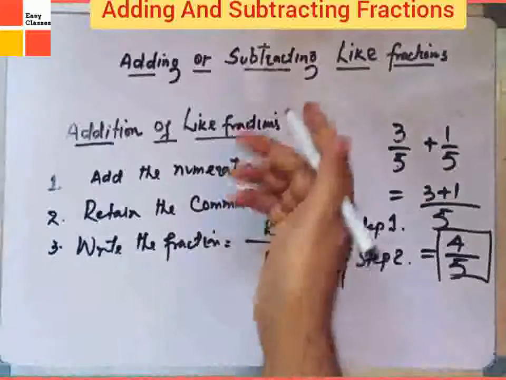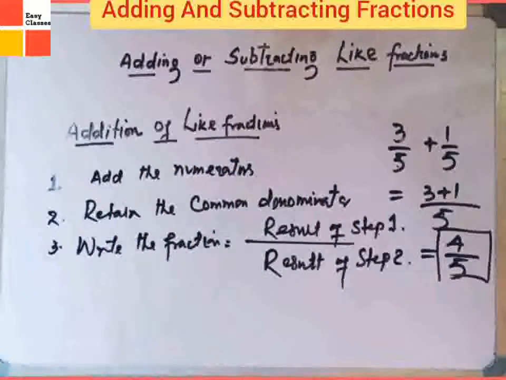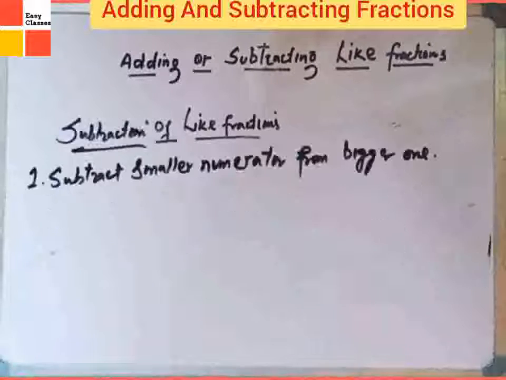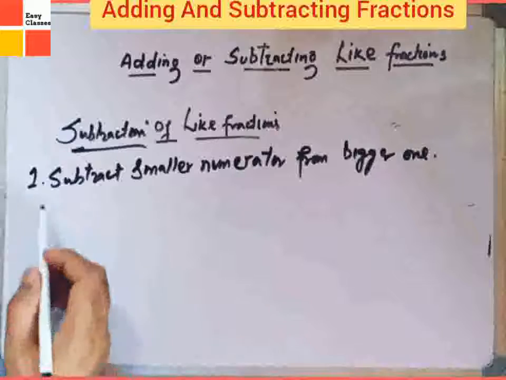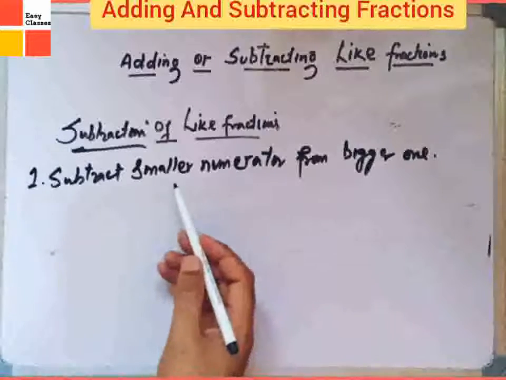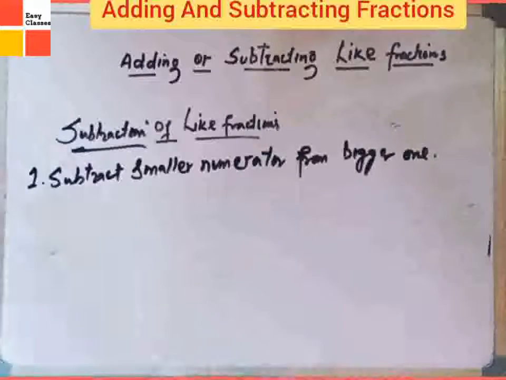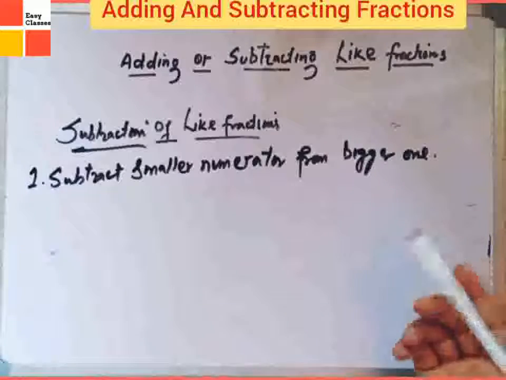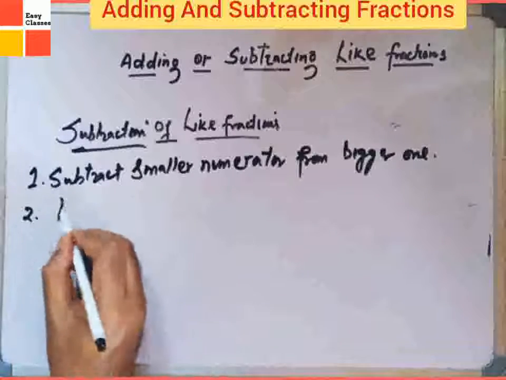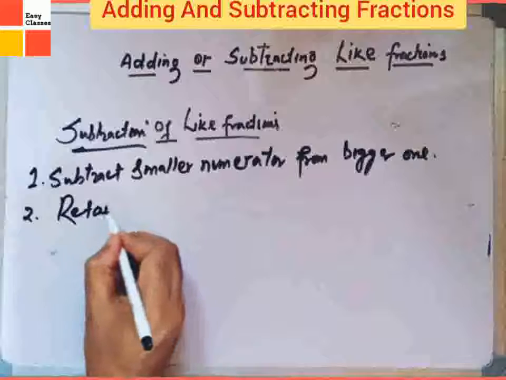Now the same procedure is applied for subtraction of like fractions. Let's discuss that. Subtraction of like fractions. The first step is to subtract the smaller numerator from the bigger one. I will provide you an example also. And step second is to retain the common denominator.